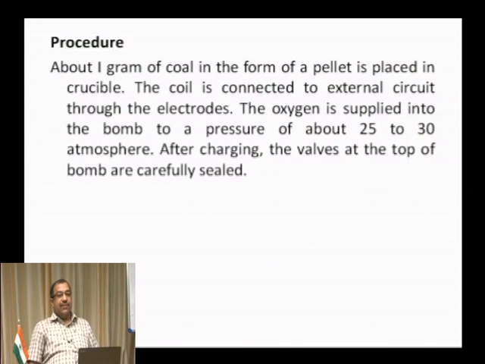For the combustion of fuel you require oxygen. The oxygen is supplied to the bomb to a pressure of 25 to 30 atmospheres. You see here the pressure at which it is supplied into the bomb. After charging, the valves at the top of the bomb are carefully sealed. After supplying the oxygen into the chamber, it needs to be completely sealed.